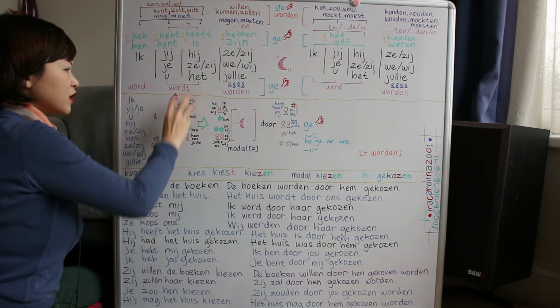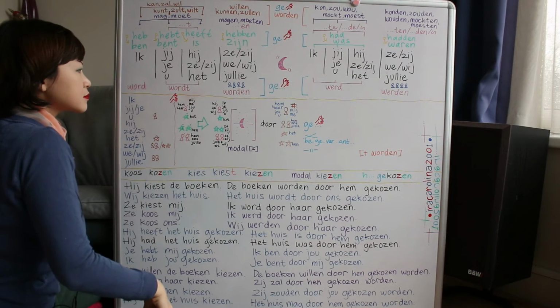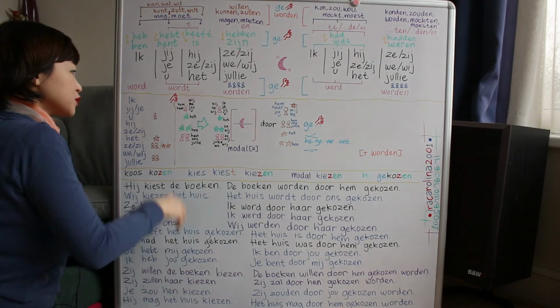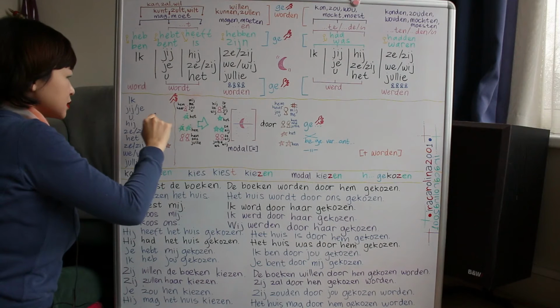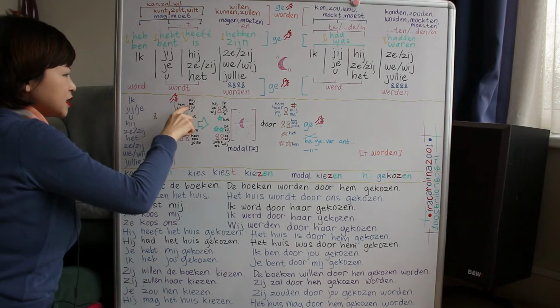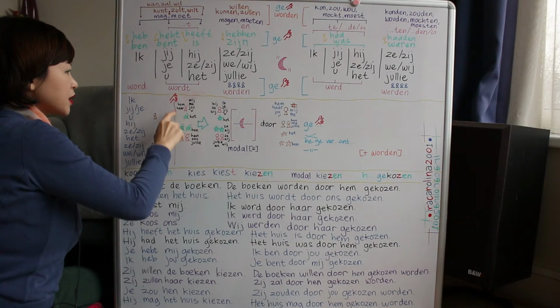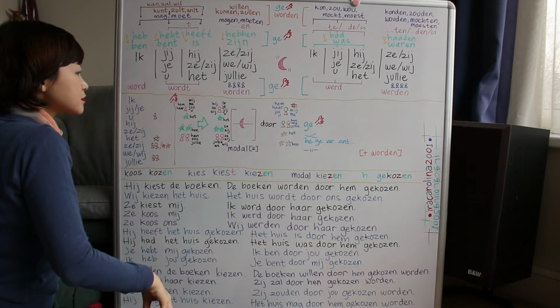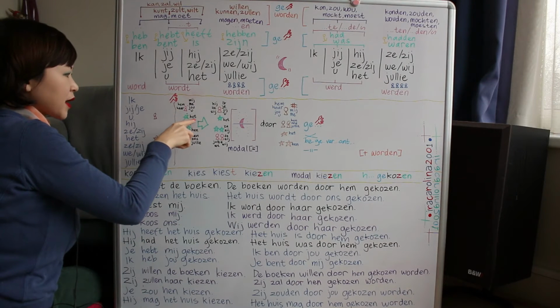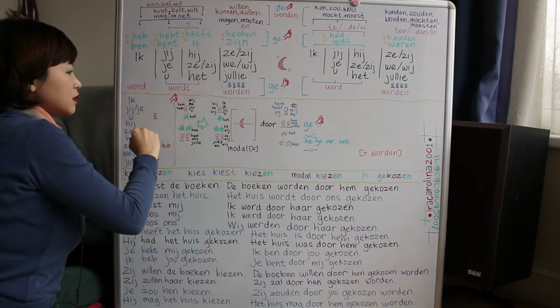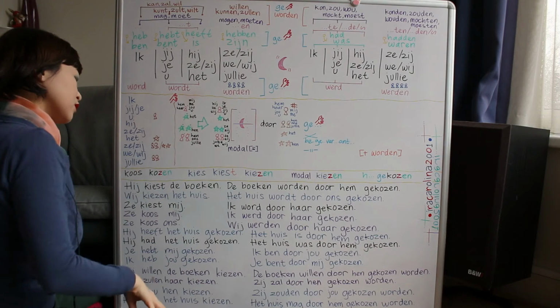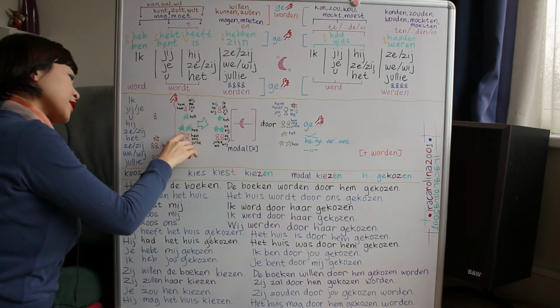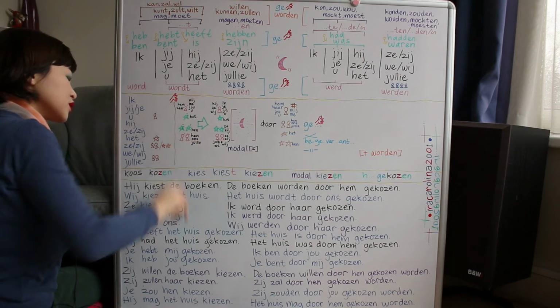And then we have the object. The object comes with, if one person, it can be mij, me, jou, u, hem, haar, or a thing, het, or things, hen, or more than one person can be hen, ons, or jullie.